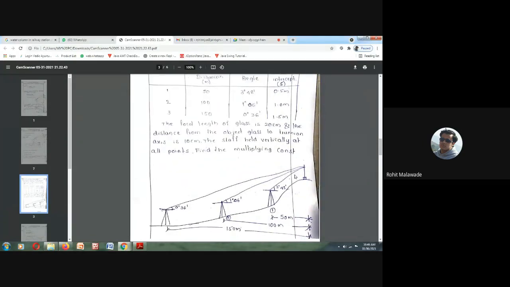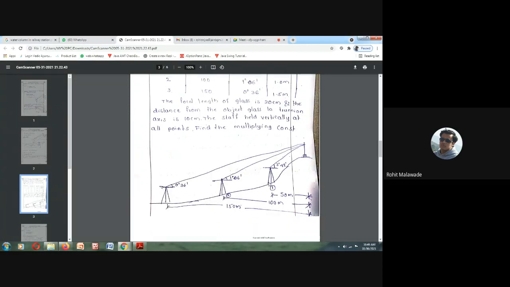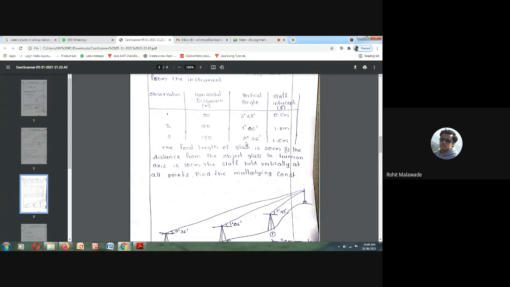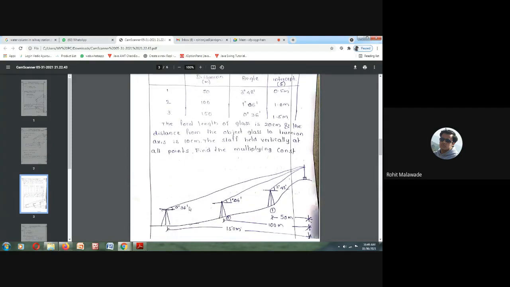So from station 1, you are going to get the staff reading as 0.5 as you are near. Here again, you are moving downside, so your staff reading is 1 meter. And again, at 150-meter distance, you are going to read an angle of 36 minutes. Here you are going to get the reading of 0.5, here the height is 1 meter, and here you are getting 1.5 meter.